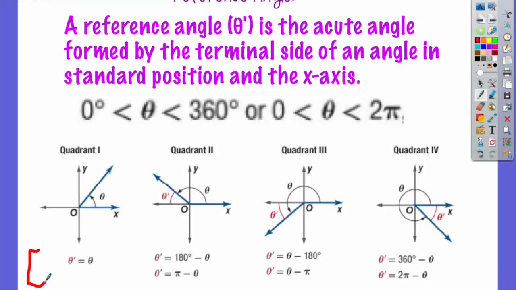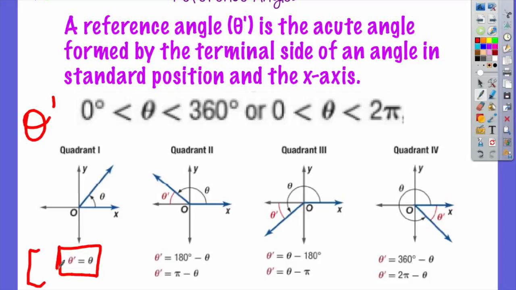But if your angle is in quadrant 1 and they ask you to find a reference angle, whatever that angle is, that's exactly what the reference angle is. You indicate a reference angle by writing the theta symbol and then an apostrophe mark. It's not called theta tick, it's called theta prime. So theta prime indicates a reference angle. In the first quadrant, it's exactly what that angle is.